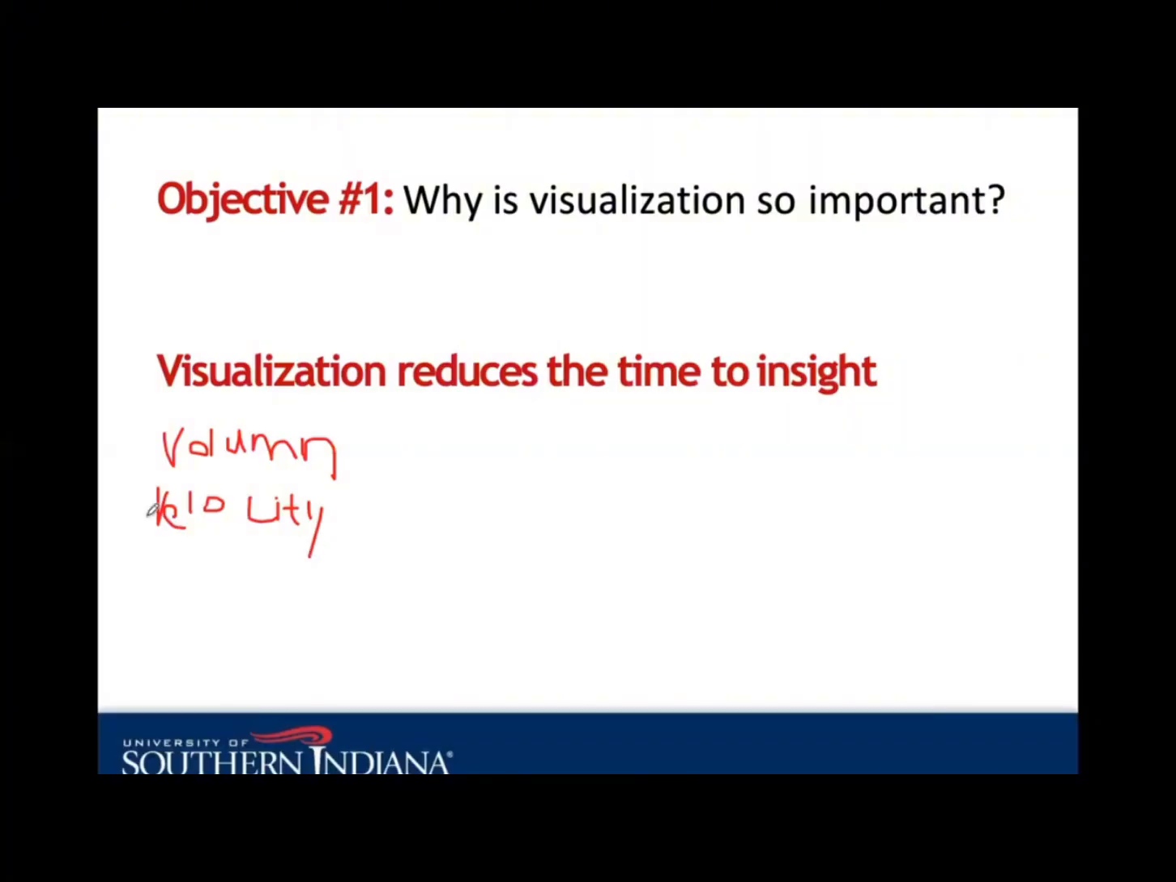Then the last aspect is the variety. So the variety means data can be very different from one to another. For instance, in an email message, you can have different tags. You can send an email to different destinations at a different timestamp. And also you can attach different attachments to the email.